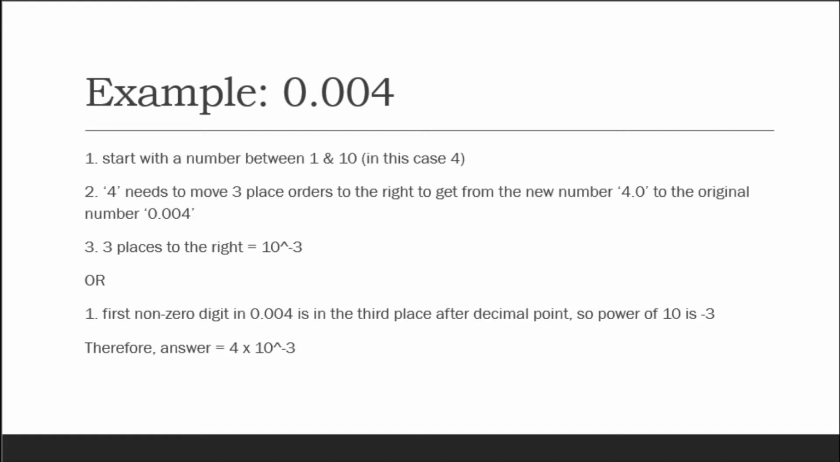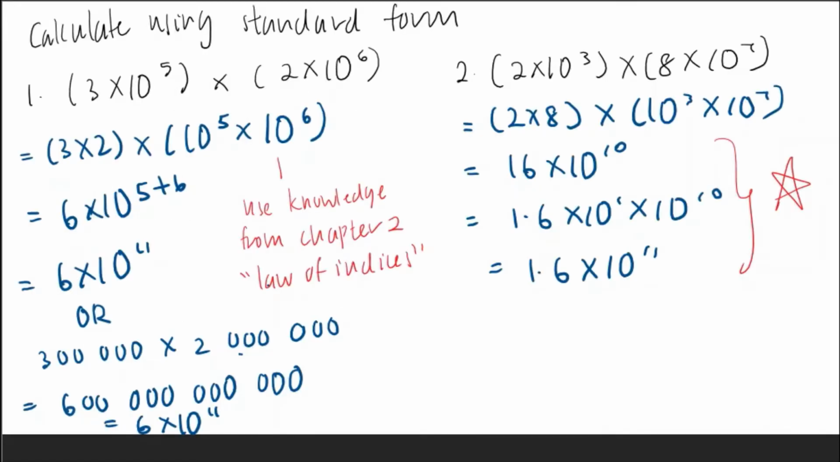Or that's an even easier way to look at it. The first non-zero digit in 0.004 is in the third place after the decimal point. So the power of 10 is 3. So 4 times 10 to the power of 3 is the answer.